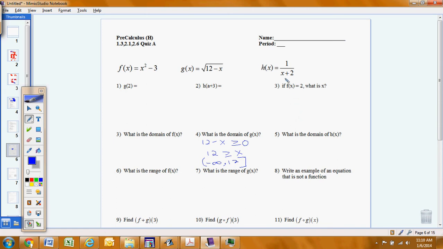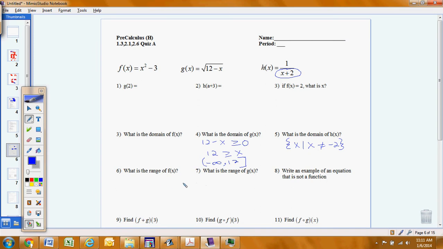The domain of h of x, the only thing that blows up h of x is when the bottom equals 0. So this is everything but negative 2. This would be easier to write in set notation, all the values x such that x cannot equal negative 2. We could also write that in interval notation, but it'd be easier to write that in set notation. Make sure you know what set notation is and what interval notation is. That's a good little side thing for it.